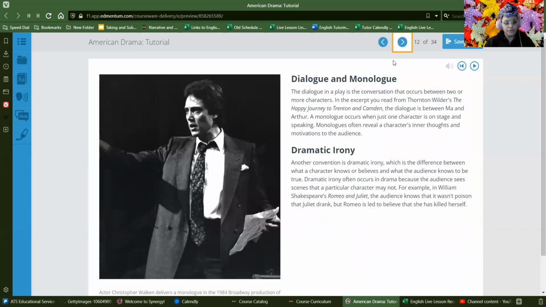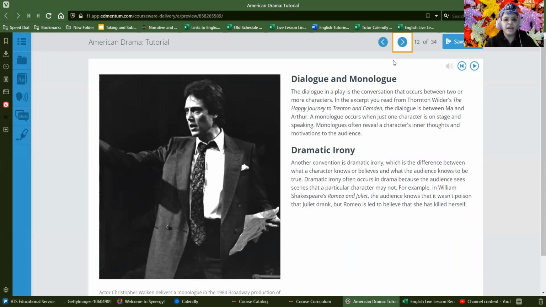Okay, so now we have dialogue and monologue. I kind of explained it earlier, so I'm just going to go over it again. Dialogue is a conversation that happens between two or more characters. A monologue is when just one character is on the stage and speaking. Mono means one, di means two.